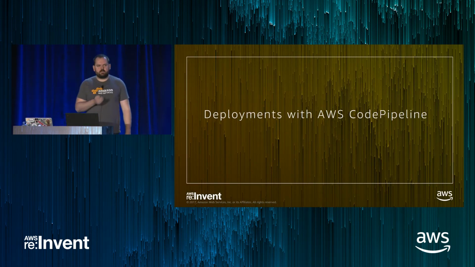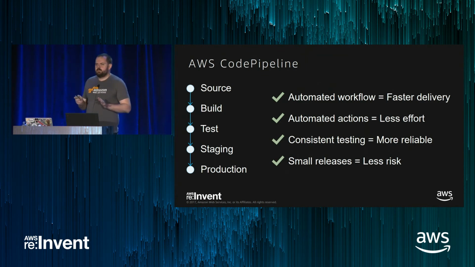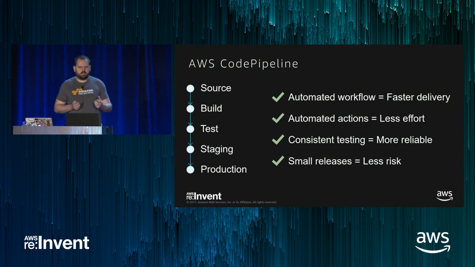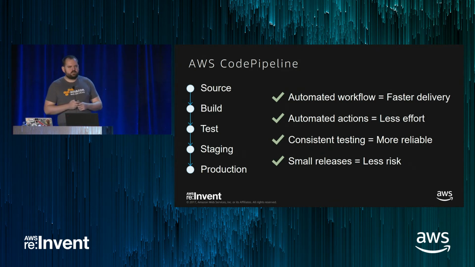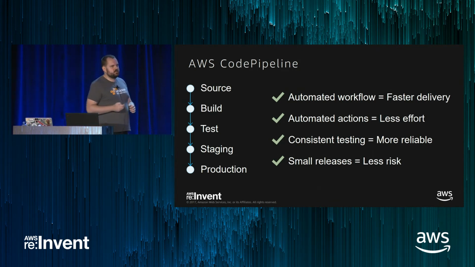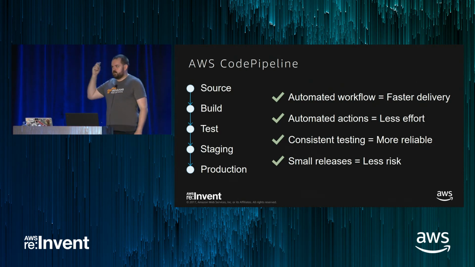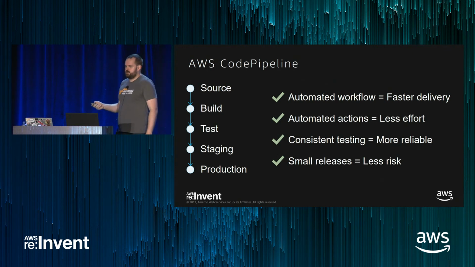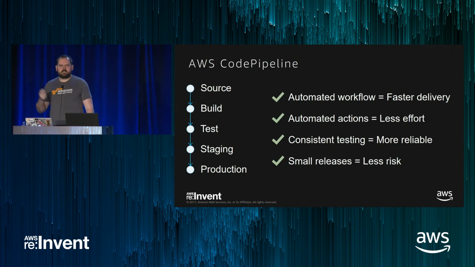All right, so let's talk about those CodePipeline deployments. For those of you not familiar, AWS CodePipeline is a continuous delivery service, and we're building something pretty similar to this here, although we don't have an explicit staging step. But it gives you automated workflows. So basically, as soon as you push your changes up to the right branch, it's going to start running your tests and send it straight to production if it's ready to go. Because these actions are automated, it's less effort. You're not having to think about it.